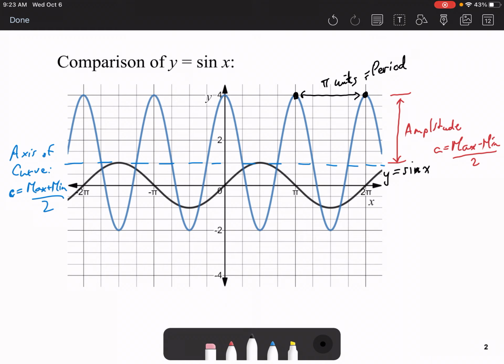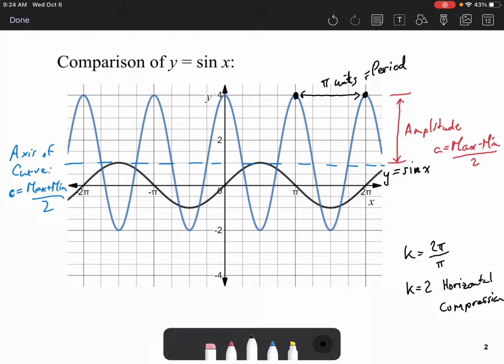Now, how does this relate to how stretched it is? Well, to figure out your k value, I'm going to write this down here: most of the time, sine functions or cosine functions have a period of 2 pi. This one is pi units long. So here you find out your value of k is equal to 2, which is a horizontal compression. So it's always going to be 2 pi divided by whatever the period would be.